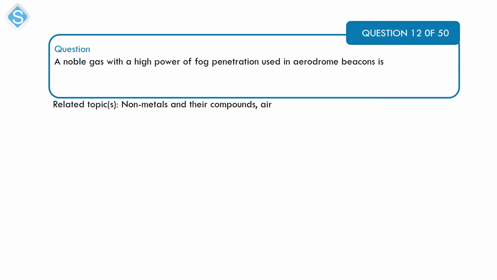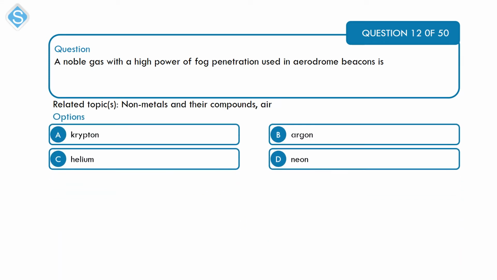Today's question is on non-metals and their compounds. It's also related to air and descriptive chemistry. Basically, a noble gas with a high power of fog penetration that is used in aerodrome beacons is A. Krypton, B. Argon, C. Helium, and D. Neon.